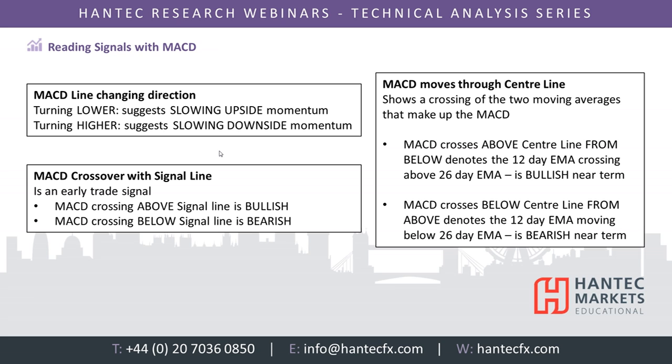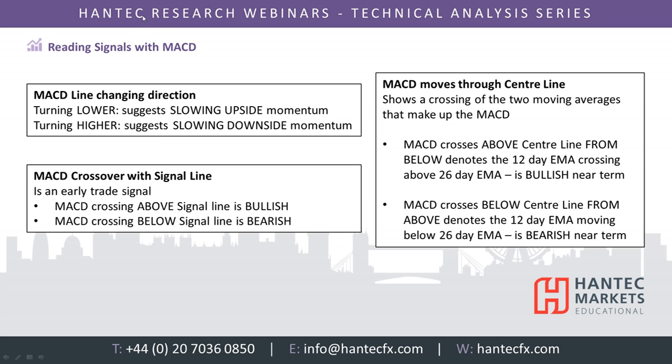So that would be when the MACD line starts to change direction, because it's the difference between the two moving averages. Obviously, if that's turning lower, that would suggest slowing upside momentum, and if the MACD is turning higher, that would suggest slowing downside momentum. So a couple of things there to look at.